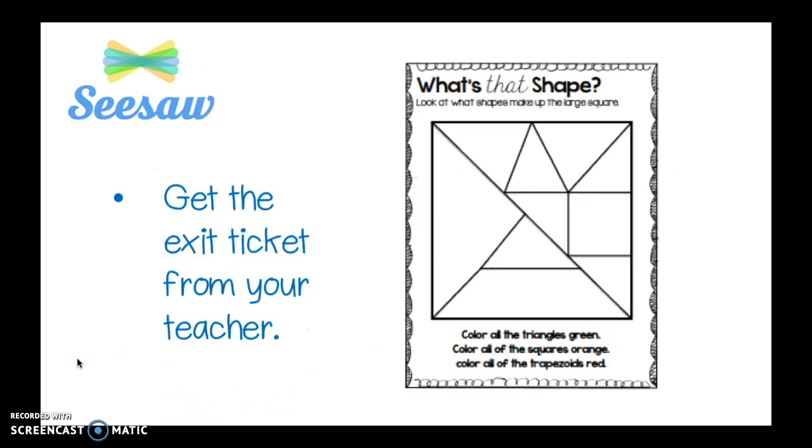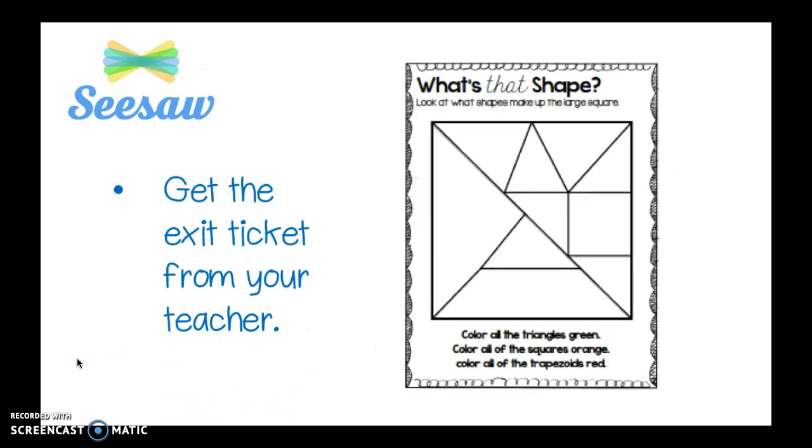What you're going to do right now is go get this exit ticket from your teacher. Now at the top, it says, look at the shapes that make up the large square. And underneath the picture it says, color all the triangles green, color all the squares orange, and color all the trapezoids red. So go get your exit ticket, and then you're going to color all the triangles green. You're going to color all the squares orange, and you're going to color all the trapezoids red. And that's how you're going to show that you can find the little shapes inside a bigger one. All right, good luck, friends.